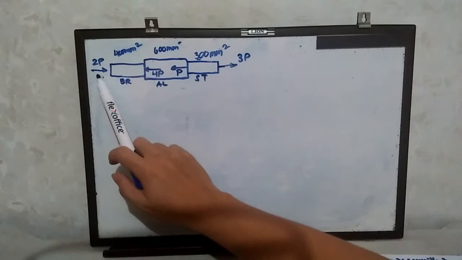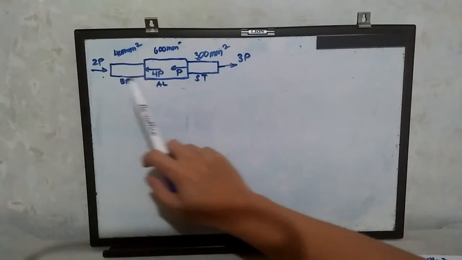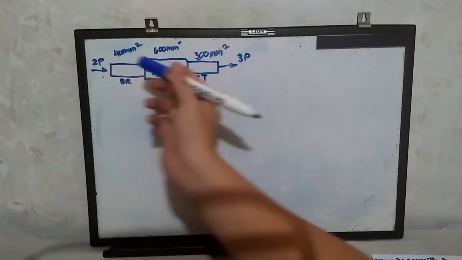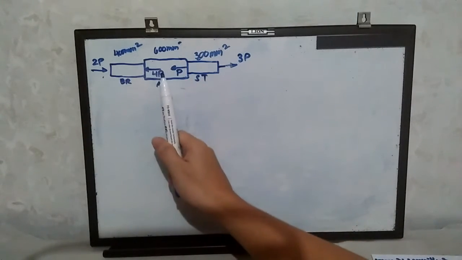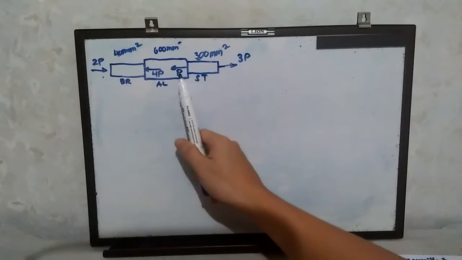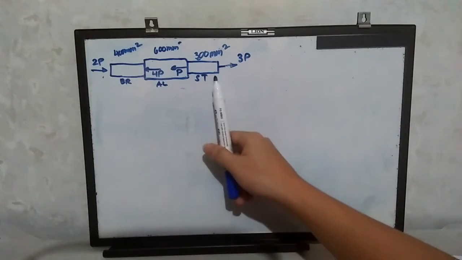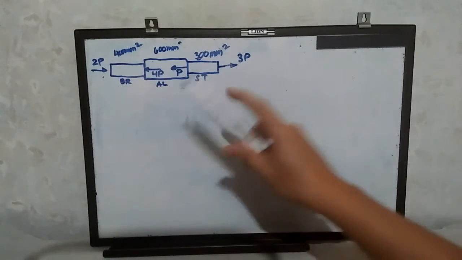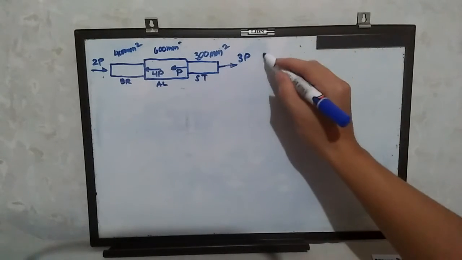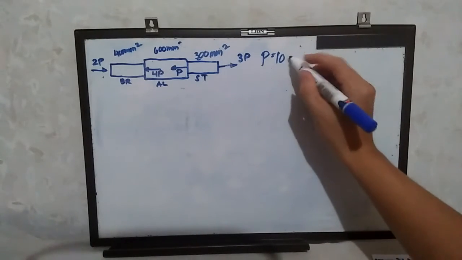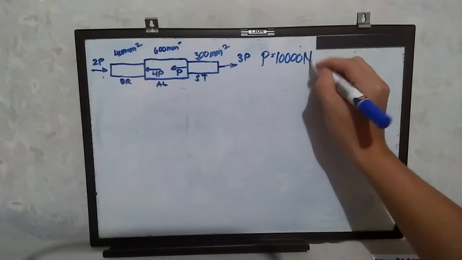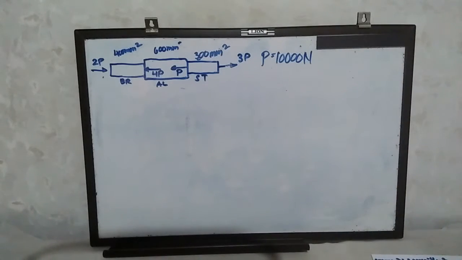So we have 2P here that is acting on this direction. Now it goes to the right. And then we have 4P going to the left. And then we have P here going to the left. And last but not the least, for the steel, we have 3P. And don't forget that P is equals to 10,000 newtons or 10 kilonewtons.